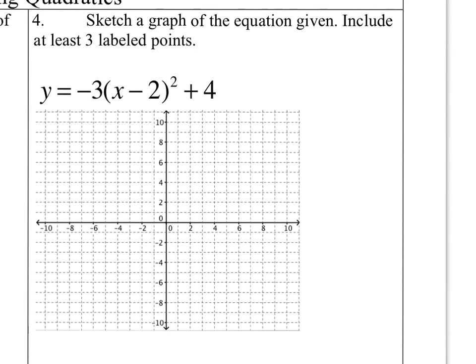For number 4, and I think this is the second number 4, I can identify my vertex, which is at (2, 4), and I can identify the value of the next point. So (2, 4), and then I went down 3, 1 to the right, down 3, 1 to the left for this. I need to make sure this has a curve, and this is not a pointy absolute value graph. And I have a parabola.